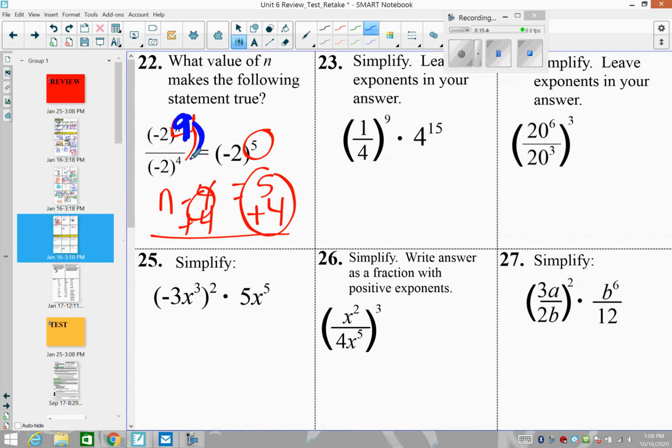Is it true that 9 minus 4 equals 5? Yes. So we know that the n value is equal to 9. It says what is the n value to make the statement true. Final, n equals 9. Cool.